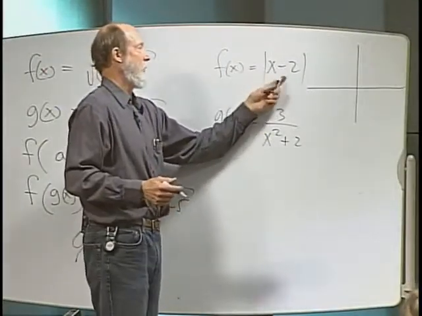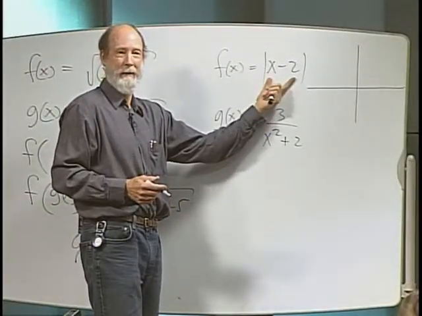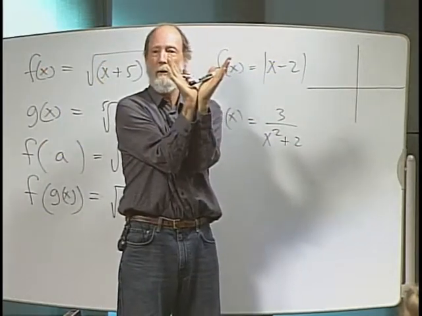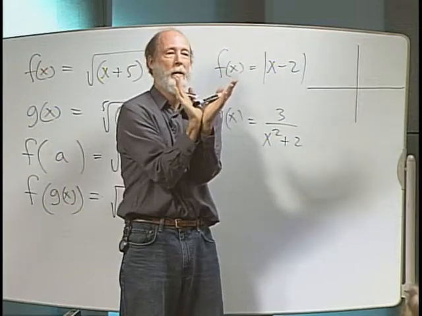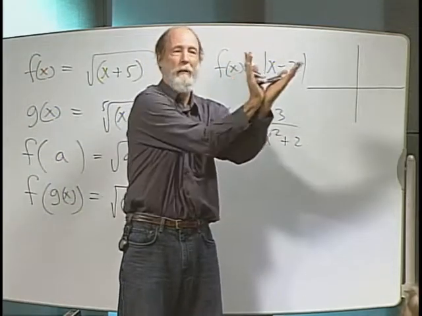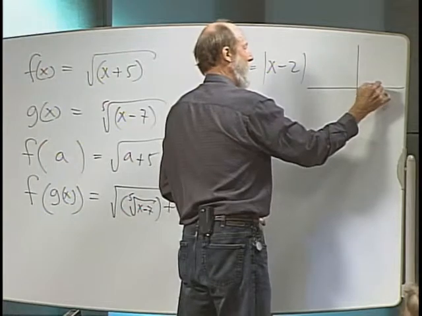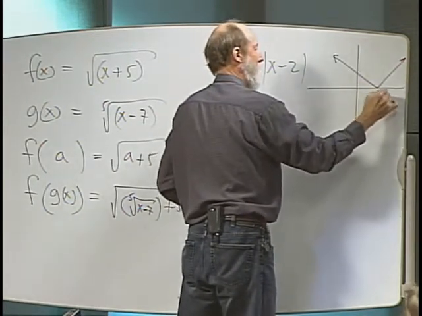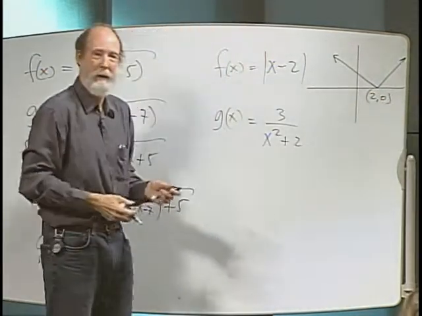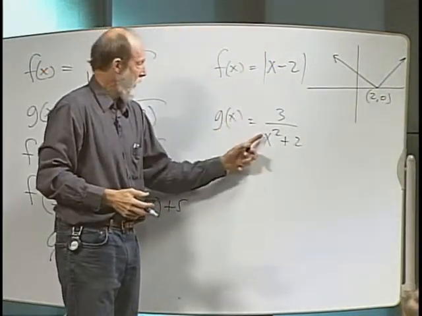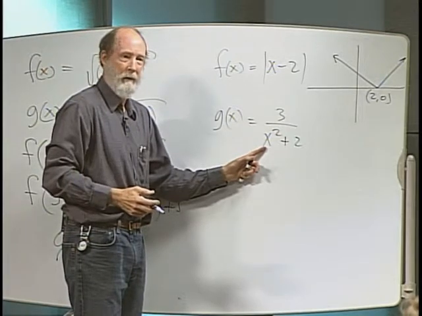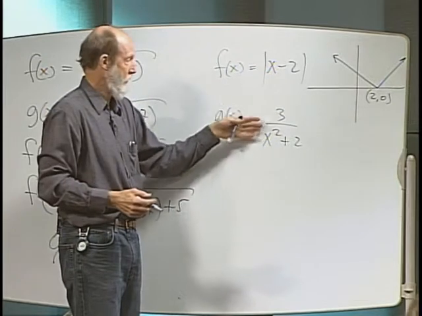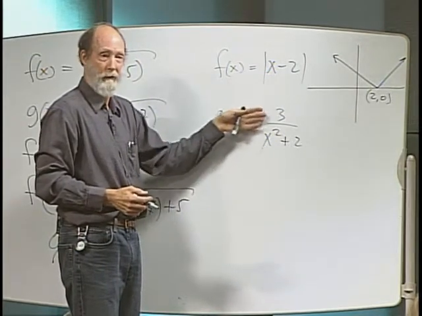This should not take any brain power at all at this point. It's an absolute value function, V-shaped. What happened to it? What happened? To the right 2. Good. So we have a function sitting over here. And you label it 2, 0. Look at this one down here, g of x, for a second. G of x has a horizontal asymptote because the numerator is lesser degree than the denominator. Here's a rational function, folks.